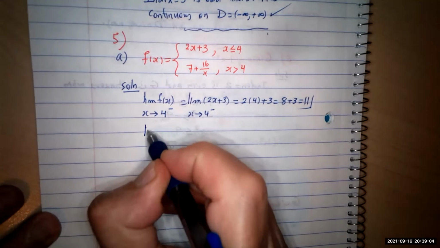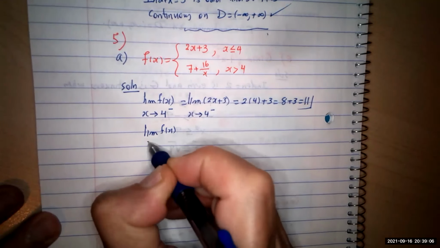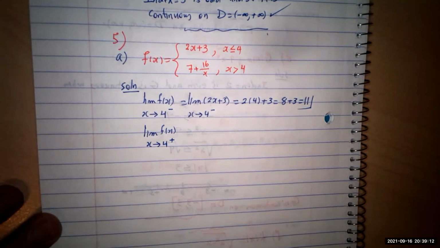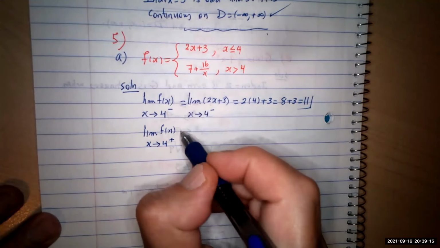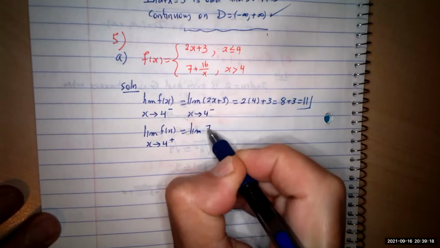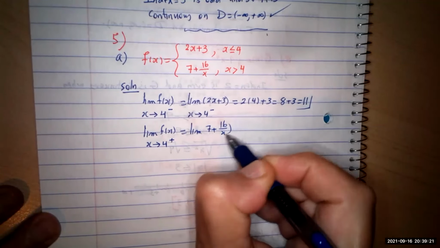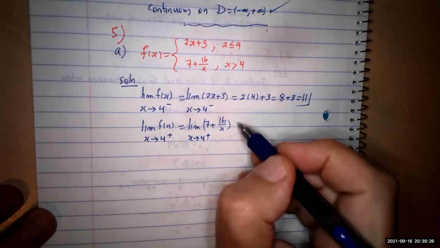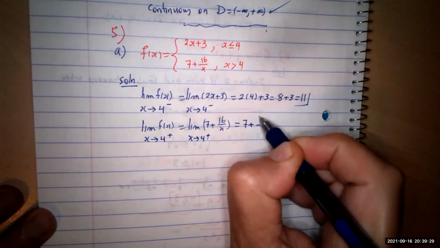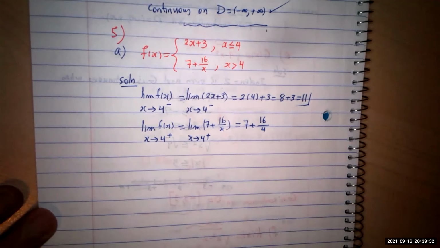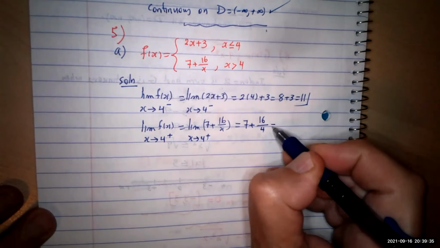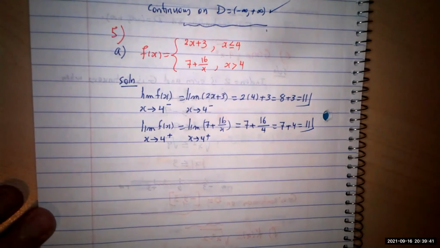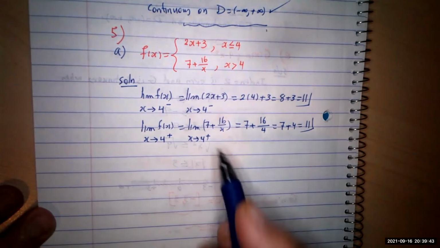Check the right. Limit of f of x, x goes to 4 positive. 4 positive means x is greater than 4, so we use the second part. So it's going to be the limit of 7 plus 16 over x, x goes to 4 positive again. You substitute, so that gives you 7 plus 16 over 4. 16 divided by 4 gives you 4. So it's going to be 7 plus 4, 11. You see? So the first part and the second part are the same.